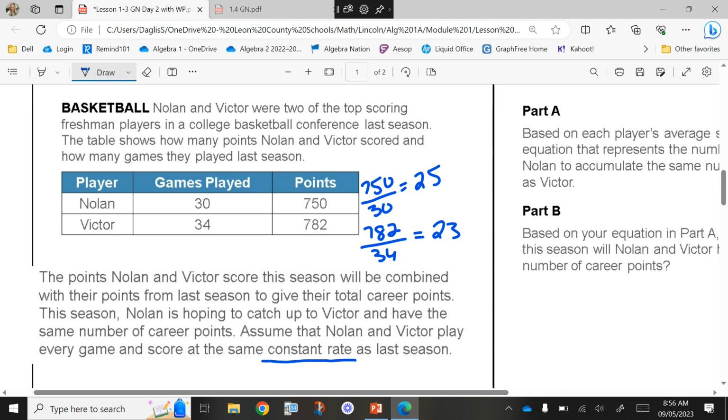What else do we know about their constant rates? Yes. Victor has more games played and more points. How come he has 23 and Nolan has 25? Because, I mean, it was kind of a bigger number, but it was divided by more games. So his points are more spread out. So it looks like he did better, but he played 4 more games. It was a good question, though.